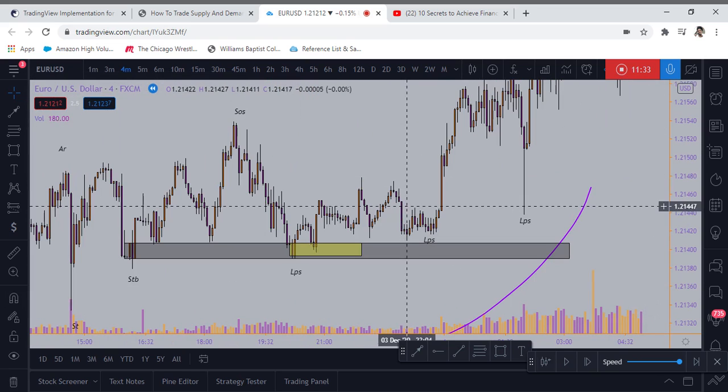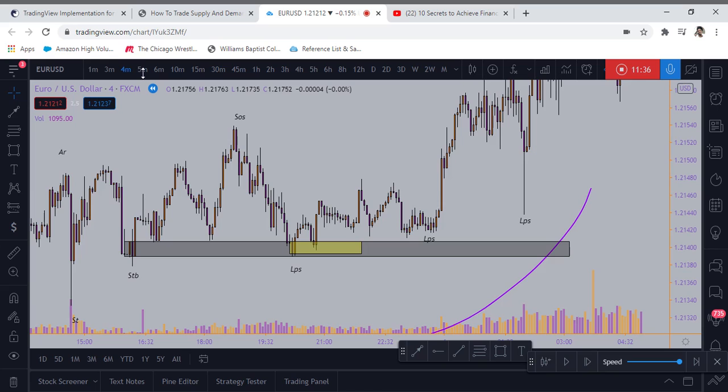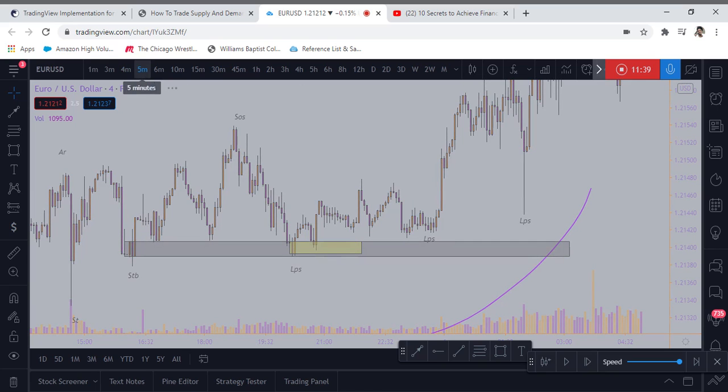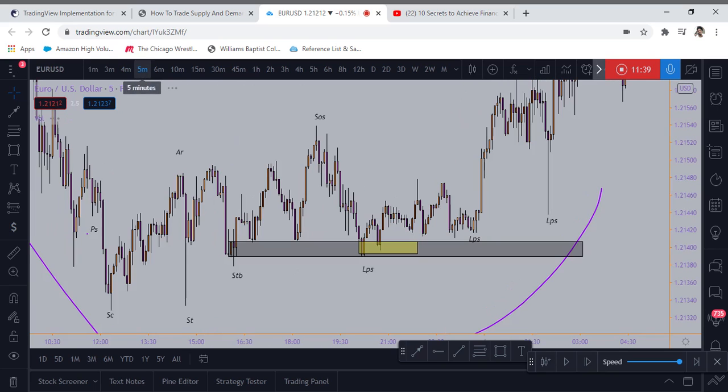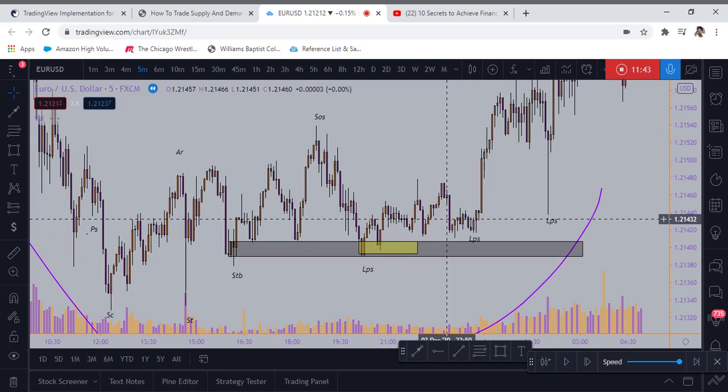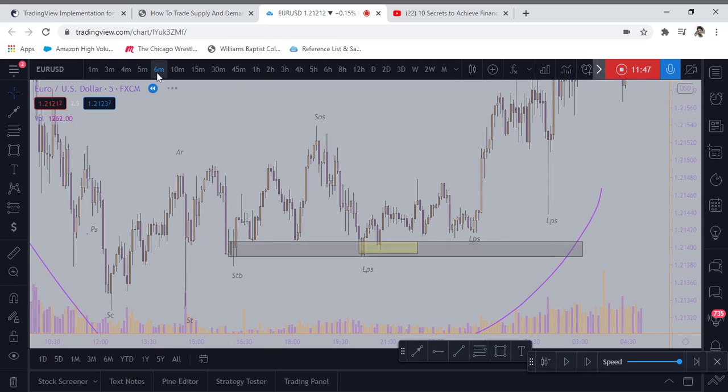But I go out of that, and then I want to say the 5 minute. It also showed the entry for the last LPS, which was the spike down. I think so. Let me see.